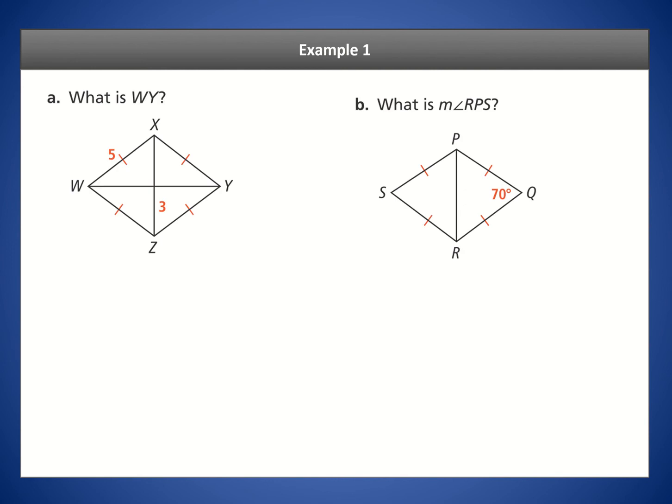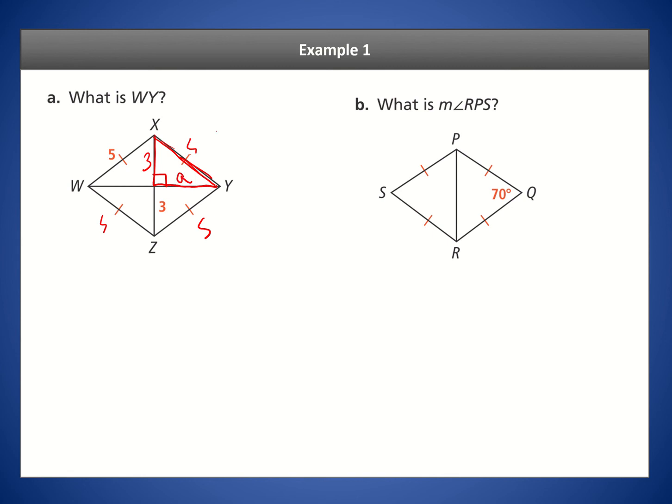All right, so let's look at our first example. What is WY? In this example, this is a rhombus because we know that the sides are congruent here. So if this is 5, that means these are all 5. And because this is a rhombus, we know that XZ and WY are perpendicular. That's one of the properties that we proved earlier. And also, if this is 3, then this has to be 3 over here. And so you can see that we have a right triangle here, and we can use that to find the length of this side.